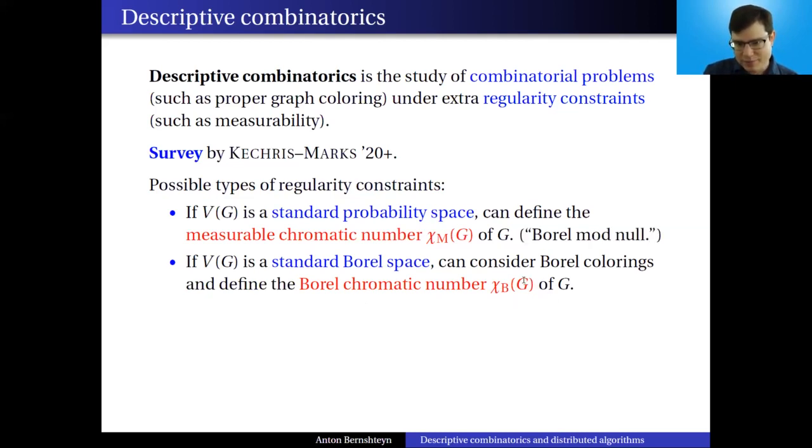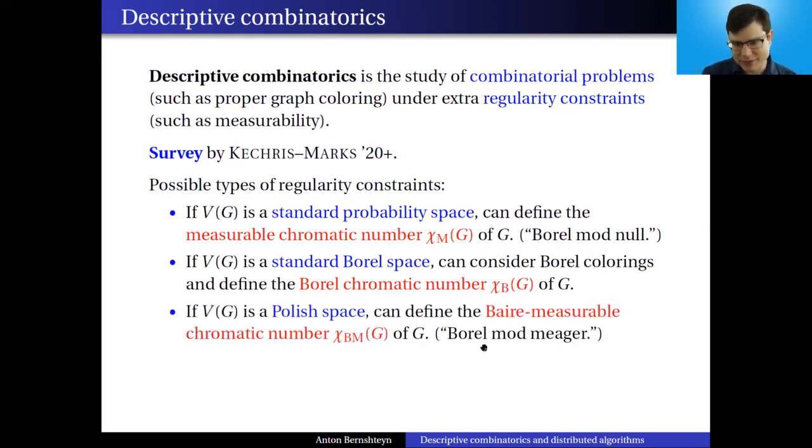One way to think about the relationship between these two is that the measurable one is like Borel mod null, right? Because measurable sets are like Borel sets modulo null sets. So in this sense, the measurable chromatic number is a relaxation of the Borel chromatic number. There is a different way of relaxing Borel chromatic number by using topology instead of a measure. If the vertex set is a Polish space, then we can define Baire measurable chromatic numbers, chi sub BM of G, which is like Borel mod meager. So now every color class has to be Borel modulo a meager set.